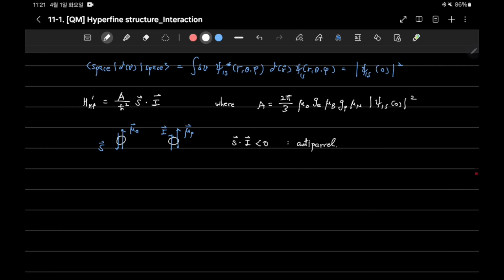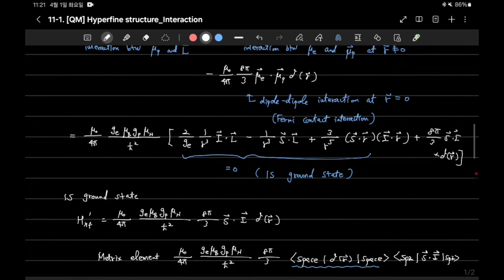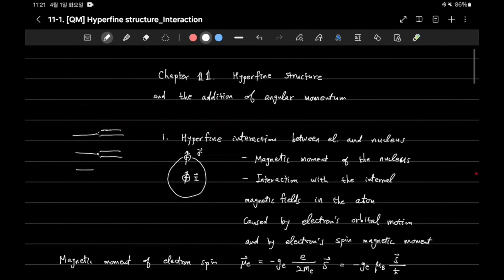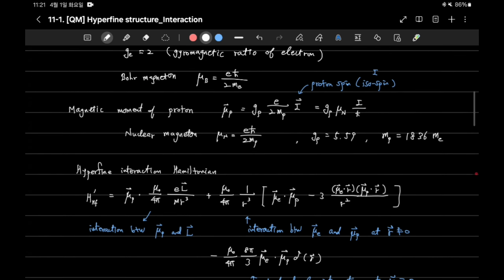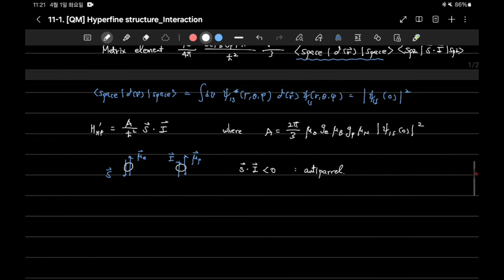So when you think of this kind of hyperfine interaction Hamiltonian, it causes an additional energy level shift. We treat this hyperfine Hamiltonian as a perturbation. Later, we can describe how this hyperfine perturbation Hamiltonian can be dealt with.